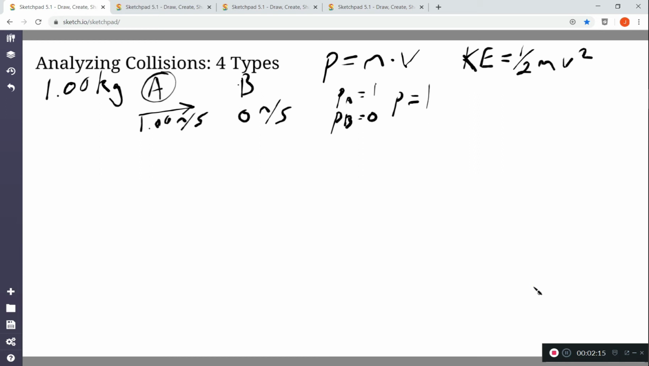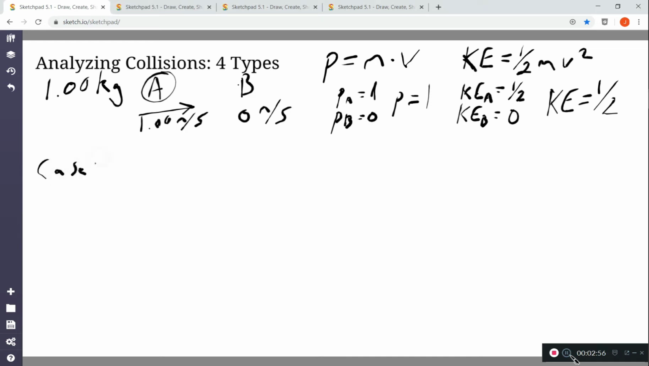Now, our kinetic energy. The initial kinetic energy of A is 1/2 times 1 times 1 squared, which is 1/2. And our kinetic energy of B is 0 because it has 0 velocity. So our total kinetic energy of this system is 1/2, or 0.5 joules.